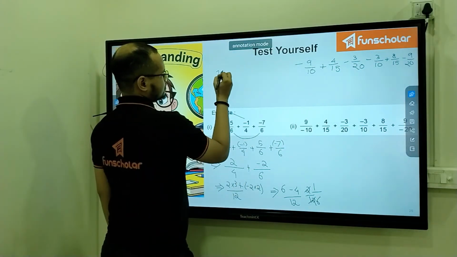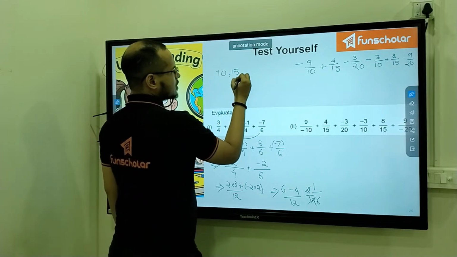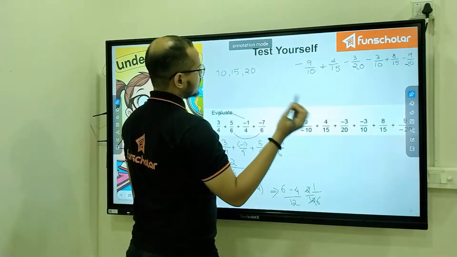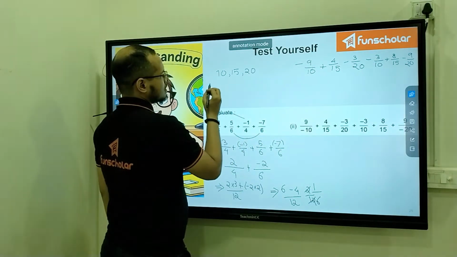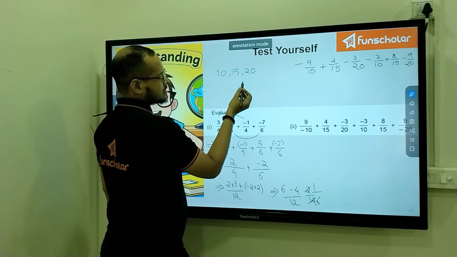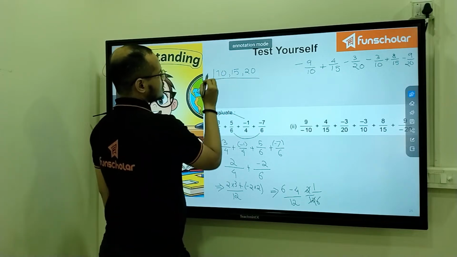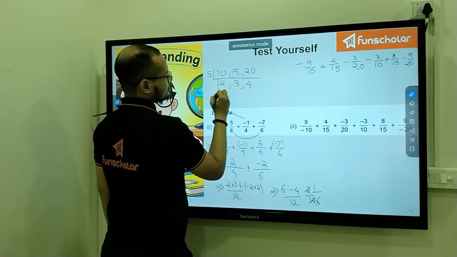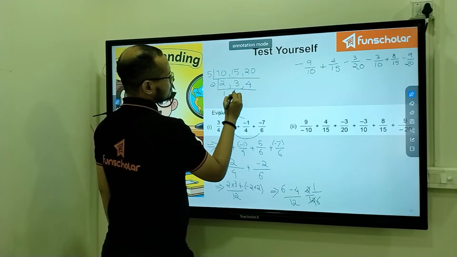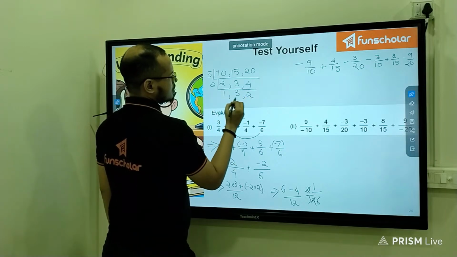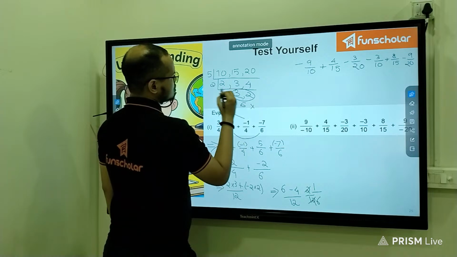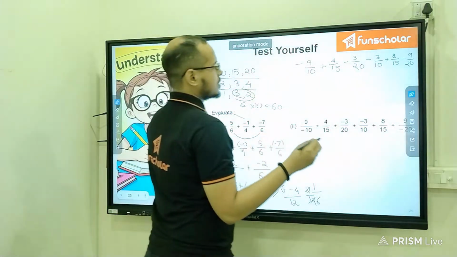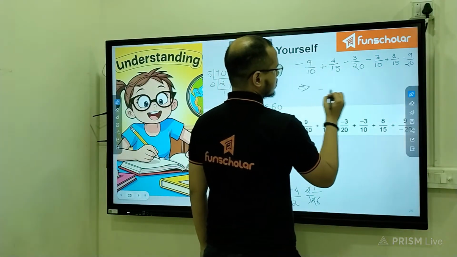So what are the denominators? Let me write it. 10, 15, 20, again 10, so I'm not writing it down, 15 again, 20 again. So we have to find the LCM for these three. The answer is 60 here, but let me find it out. First 5, 2, 3, 4, again 2, 1, 3, 2. So 6 into 10, 5 into 2, 10. So the answer is going to be 60. Okay, so let's write it down.